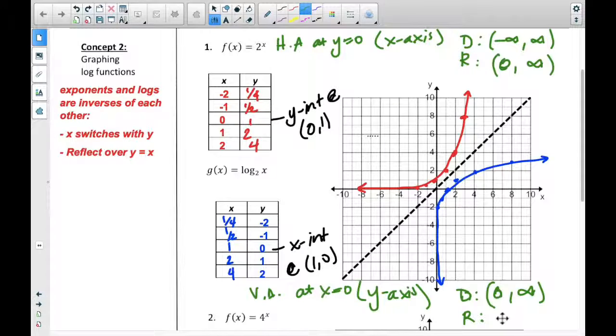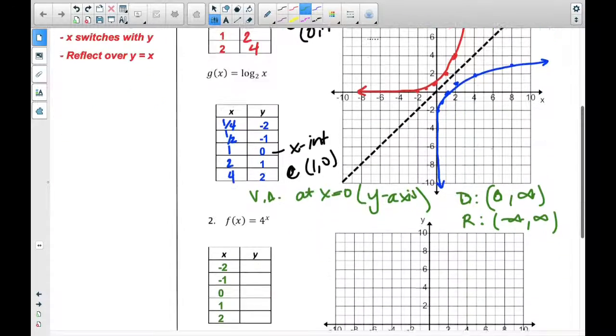And then again, our range is going to go this time. The range is my up and down values. It's going to go from negative infinity up to positive infinity. The main point of that is the domain and the range are switched, and that's what's supposed to happen with inverse functions. Let's go ahead and look at the second example.